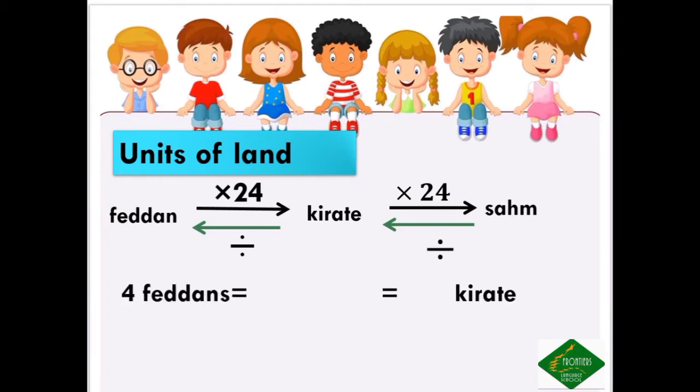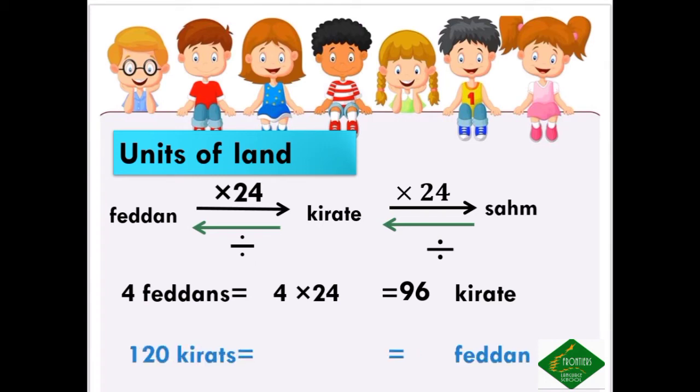And we have an exercise. 4 feddan equals how many kirat? If I want to convert from the bigger unit of feddan to kirat, I multiply by 24. So 4 multiplied by 24 equals 96. You can use your calculator and you get the answer.